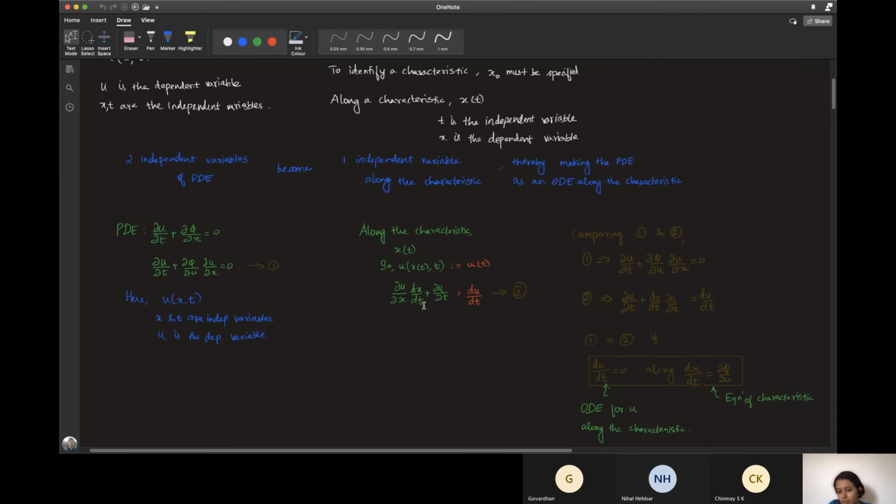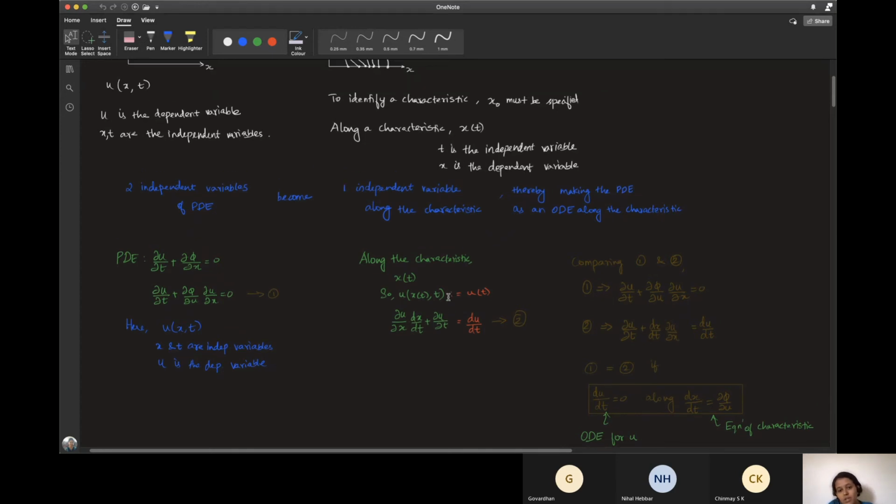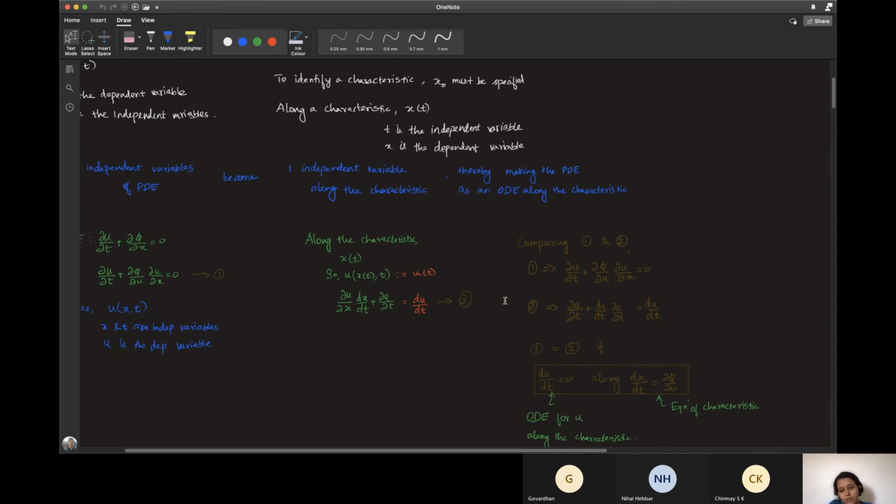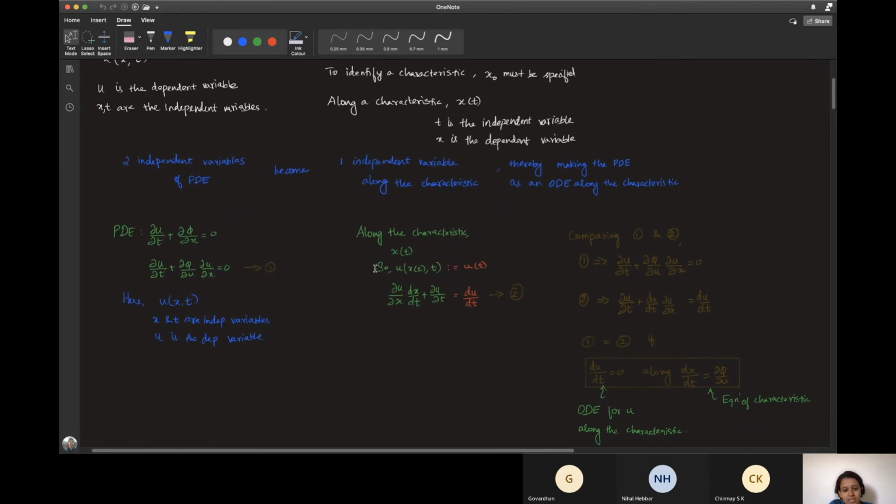So whenever you want to talk about characteristics, you can always write some differential equation on the characteristic itself. Based on the idea that x is a function of t, you are writing another differential equation, and then you're comparing this 1 and 2 to just see.